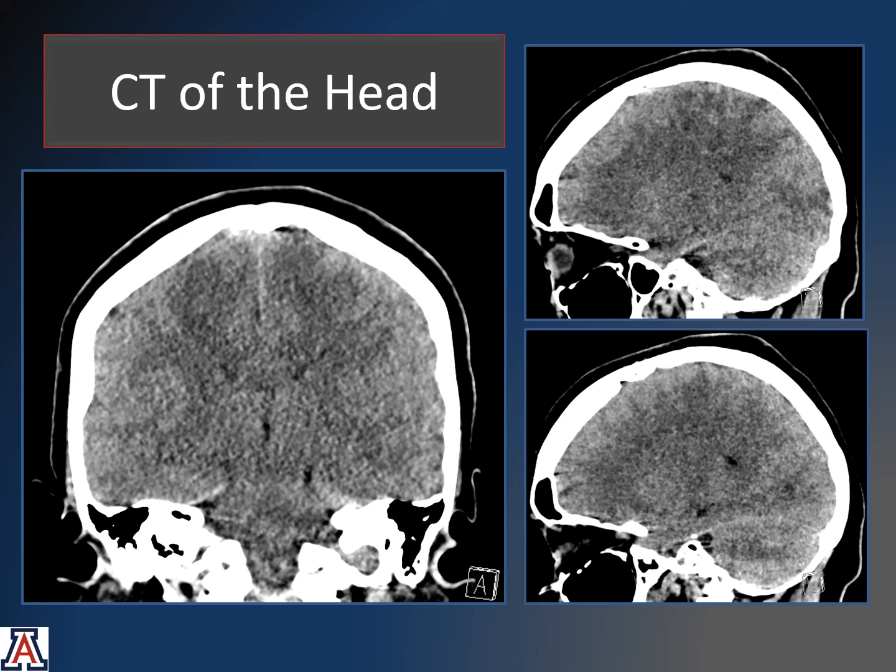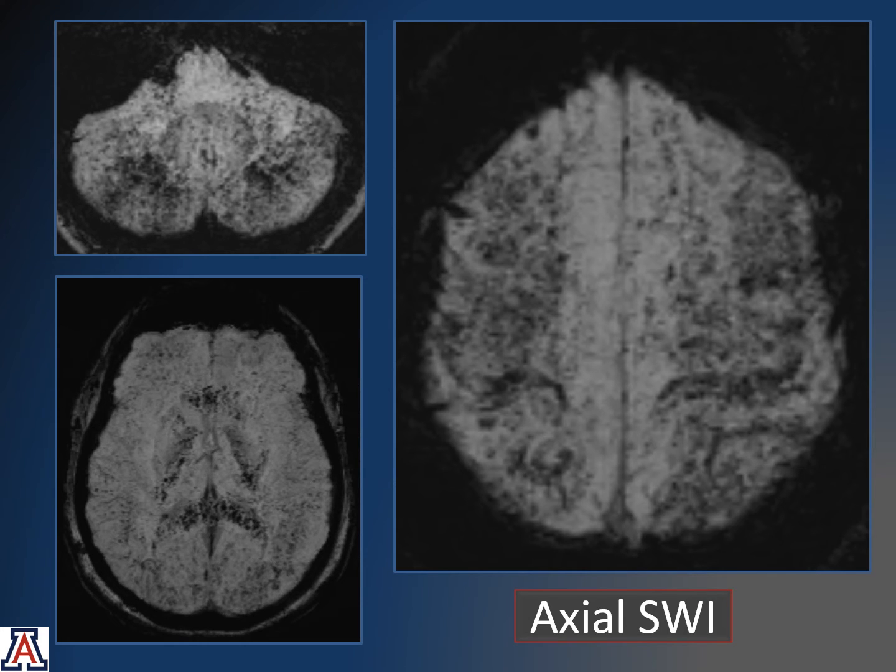The patient underwent a CT of the head without contrast, which revealed nonspecific scattered bilateral supratentorial white and gray matter hypoattenuation with loss of gray-white matter differentiation. The patient then underwent MRI imaging of the brain, and as you can see, the axial susceptibility weighted imaging demonstrates diffuse microhemorrhage supratentorially and infratentorially, most prominent in the corpus callosum and bilateral perirolandic regions.